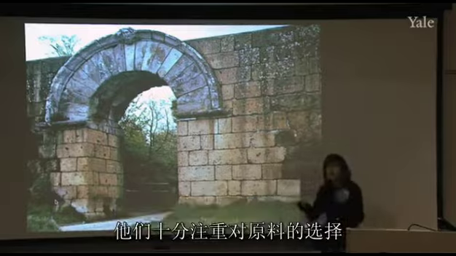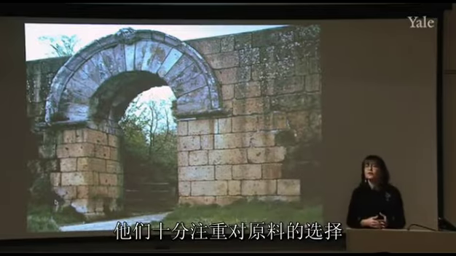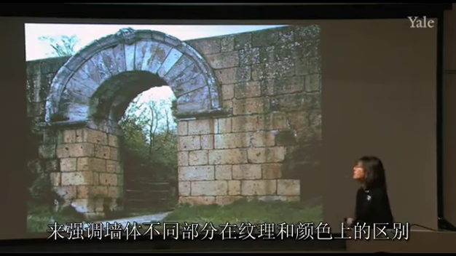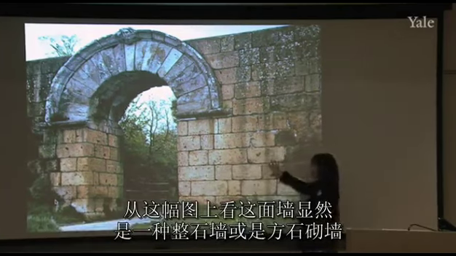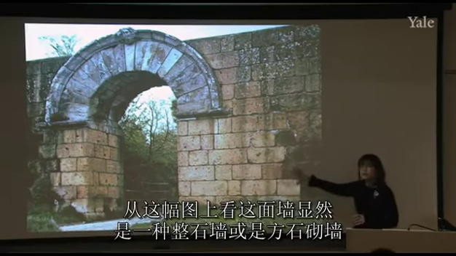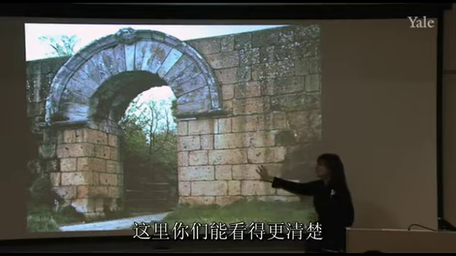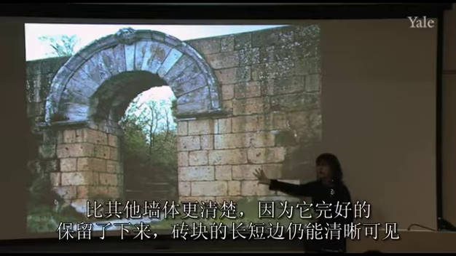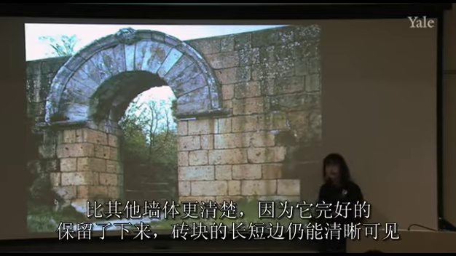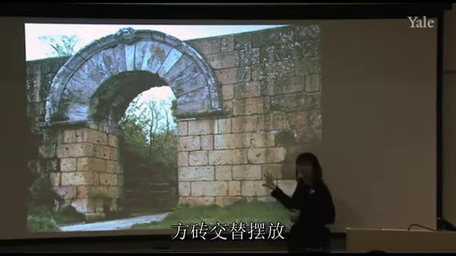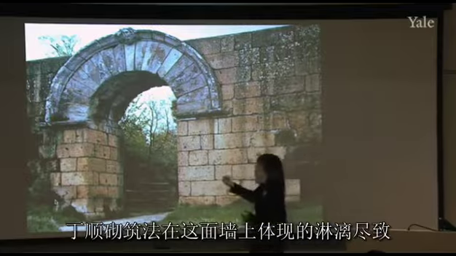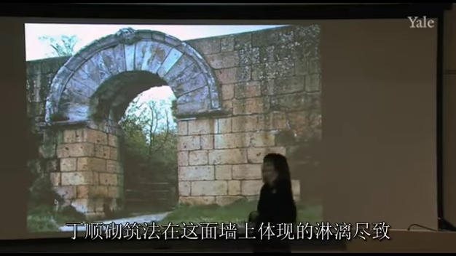So they were very careful about their selection of materials, in part to emphasize this distinction in texture and in color. If you look at the wall, you can see we're dealing here clearly with ashlar masonry, with opus quadratum, and here you can see much more clearly than any of the other walls I've shown you, because they're so well preserved, the headers and the stretchers, the alternating square and rectangular blocks, the scheme of headers and stretchers that is used for this wall.